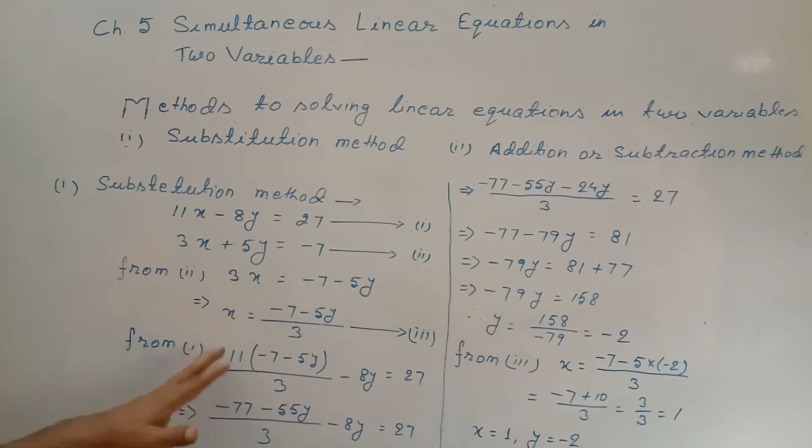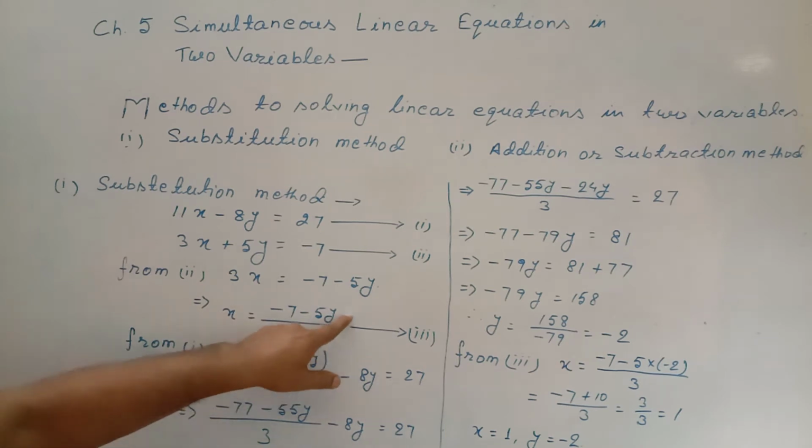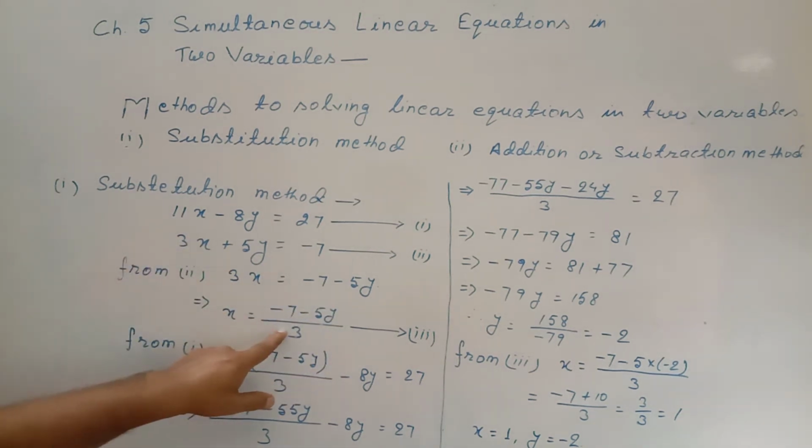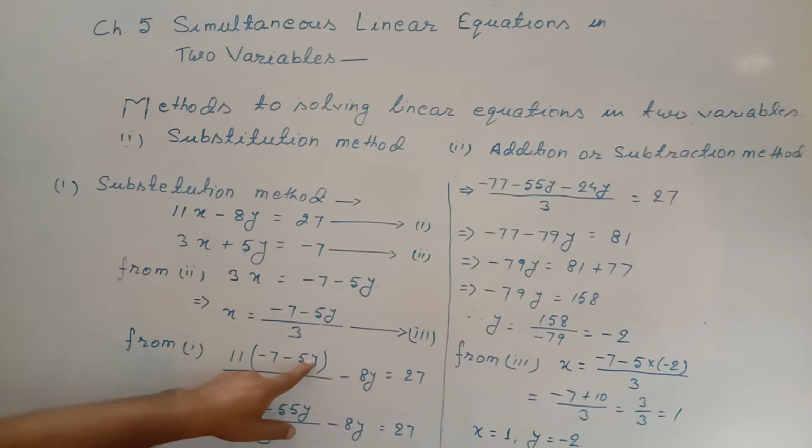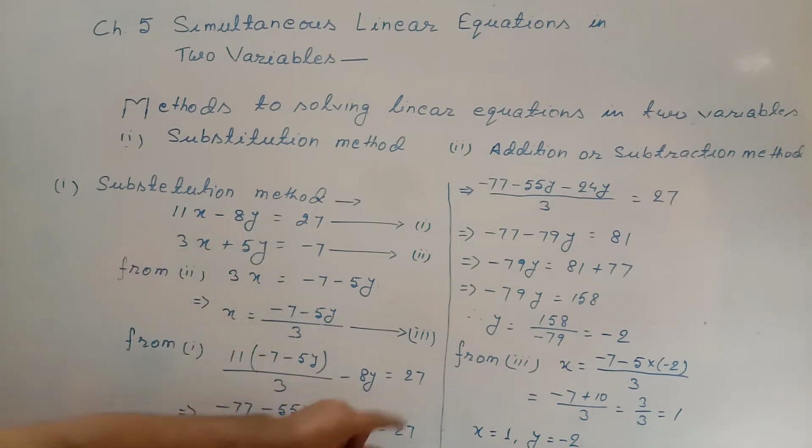What will we get? We see 11x means 11 into this value. At the place of x, we will substitute this value, so minus 7 minus 5y by 3. At the place of x, I kept this value. Minus 8y equal to 27. Now I multiplied these two terms by 11. 11 into minus 7 is minus 77. 11 into minus 5y is minus 55y, by 3. Minus 8y equal to 27.